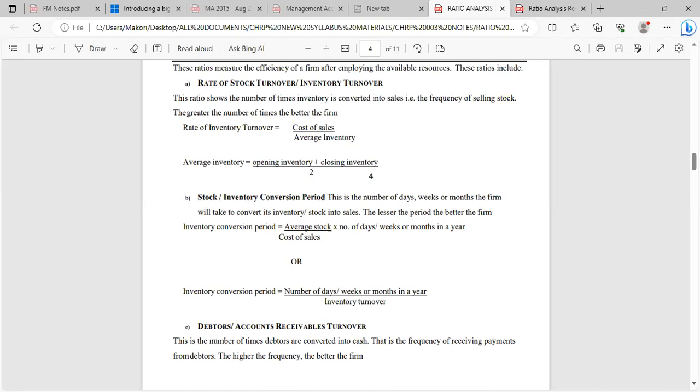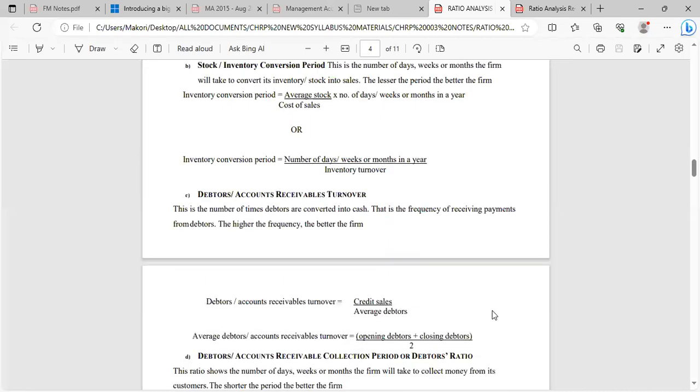So then we have the debtors receivables turnover. Debtors, remember, is the other name for the accounts receivable, and actually, accounts receivable is now the commonly used term. So the debtors turnover is the number of times debtors are converted into cash. Debtors are the customers who bought goods on credit from your business. How many times are we converting that money into real cash?